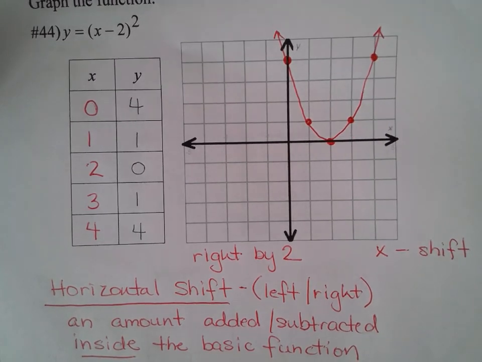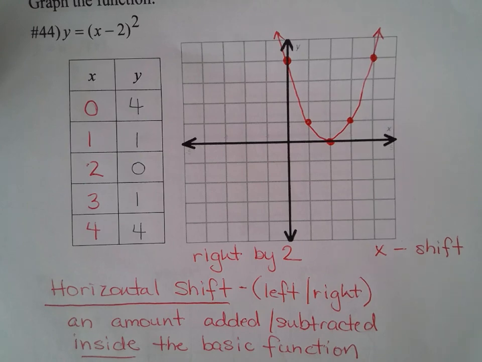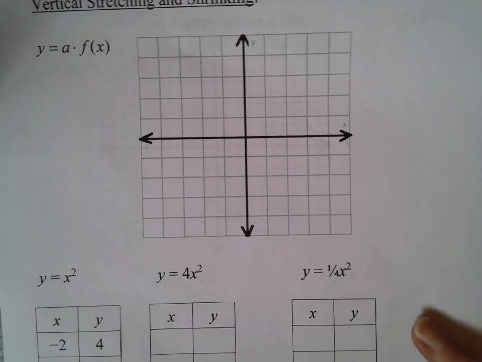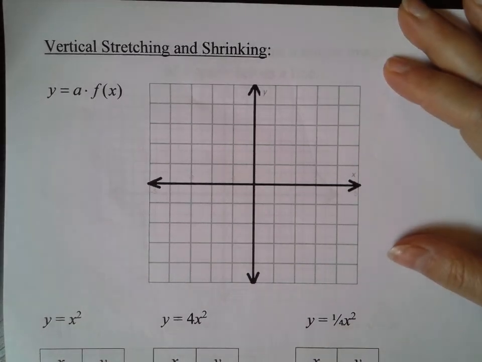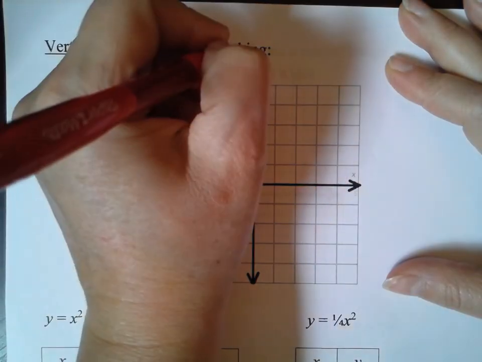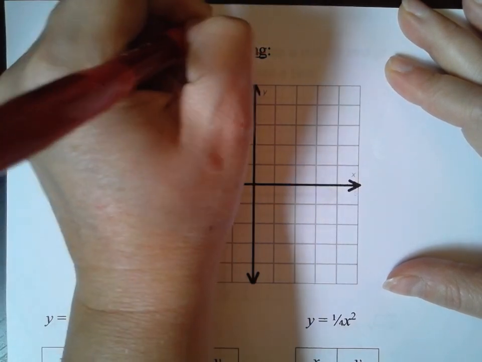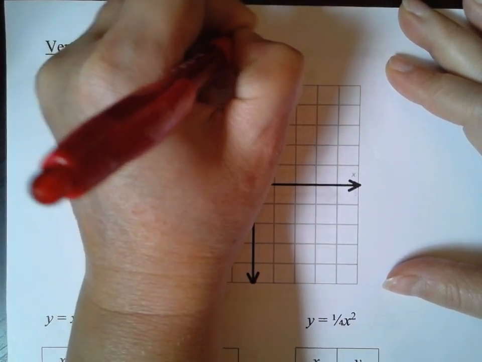Okay, so we said we're going to look at 3 changes. Translation or a shift was the first one. The second change we're going to look at is a stretch or a shrink. Okay, and that's usually what the book uses. That word shrink, I don't like that word. I like to use the word compression.